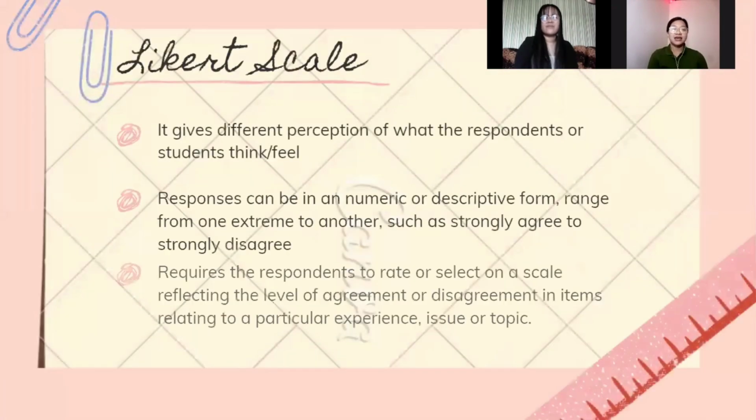So let's take a look first on the Likert scale. Likert scale is a simple and widely used self-report method in assessing affect. It is developed by Rensis Likert. It gives different perception of what the respondents or students think or feel. Response can be in a numeric or descriptive form, and it requires the respondents to rate or select a scale reflecting the level of agreement or disagreement in items relating to a particular experience, issue, or topic.